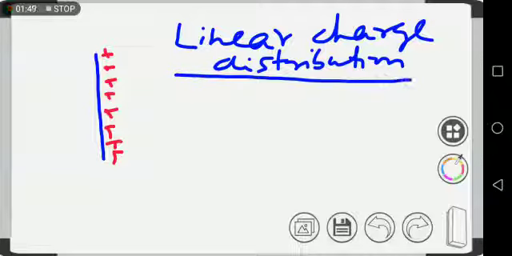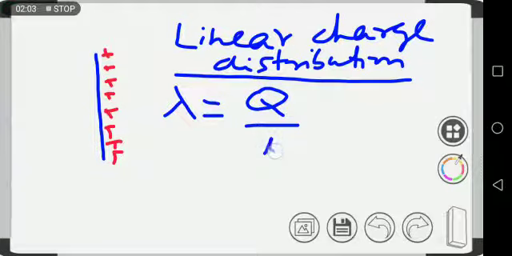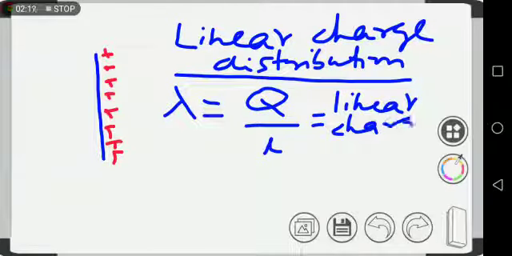In this case, we cannot find the total charge on the length of the conductor, so we define a quantity called lambda, which signifies charge per unit length of the conductor, and this quantity is called linear charge density.